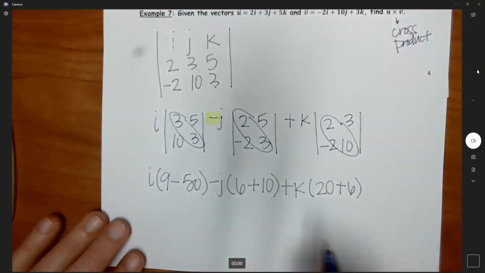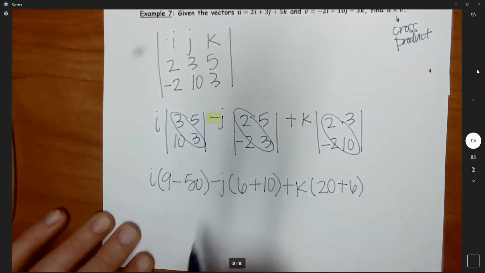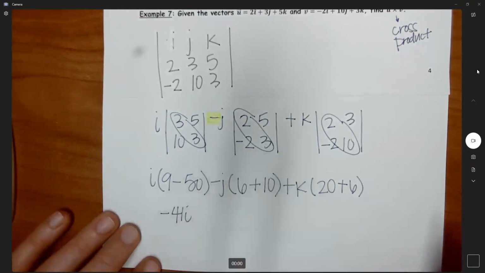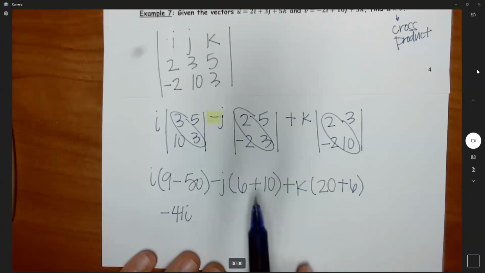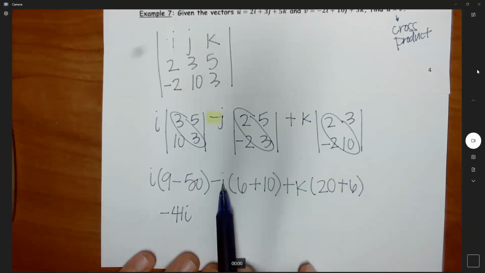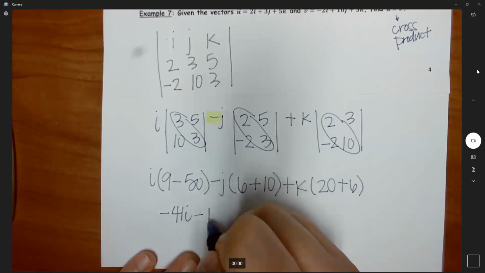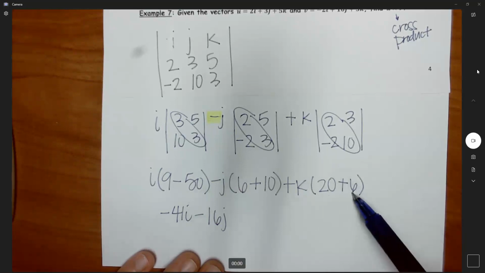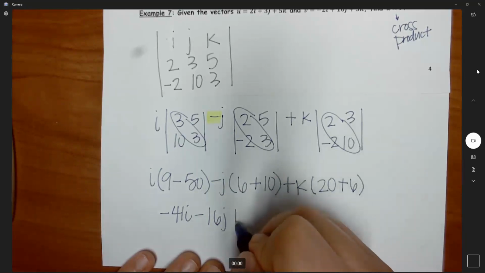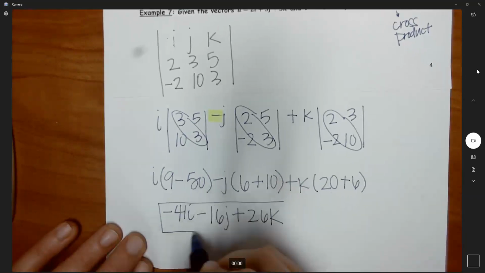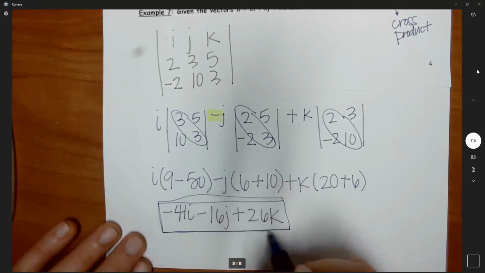And then simplify. 9 minus 50 is -41, so we've got -41i. 6 plus 10 is 16, minus 16j. And 20 plus 6 is 26. So we'll have a positive 26k. So this is my new vector right here.